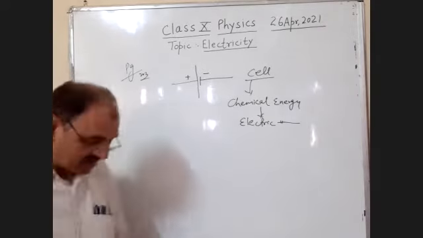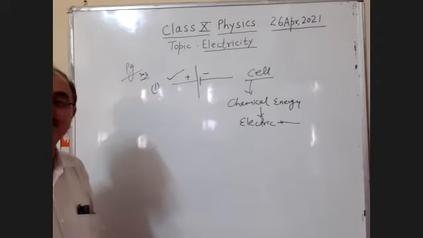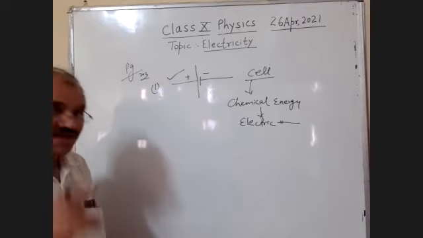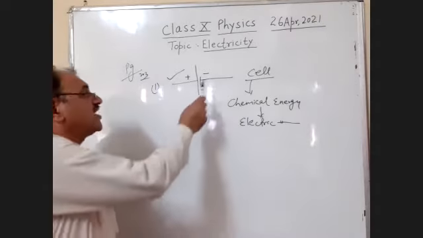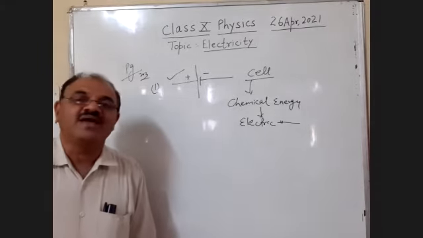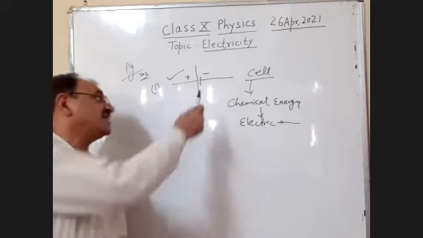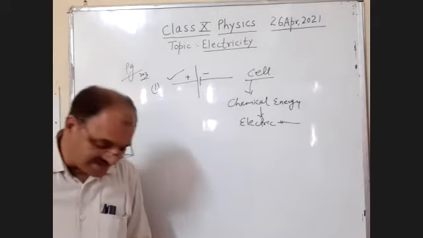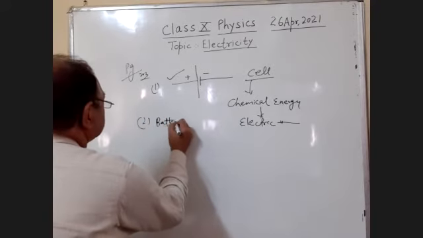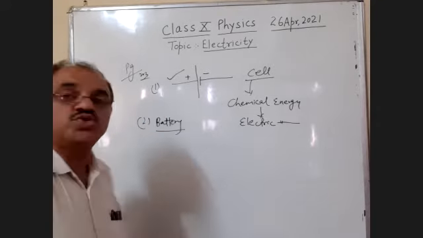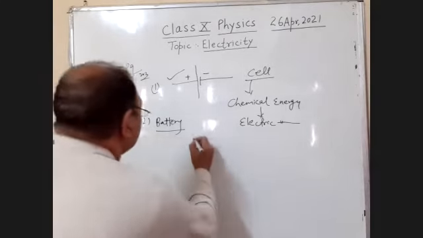So the first symbol is given in your book. Is it clear, students? The symbol of the cell: the one bigger line shows the positive terminal, and the shorter line indicates the negative terminal. A cell has two terminals, one positive and another negative. Next is a battery. Students, a combination of two or more cells is called a battery. Here, I draw.